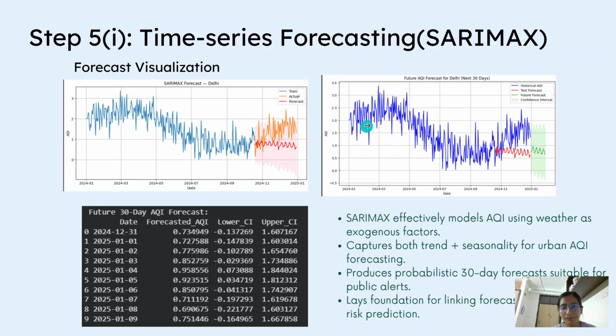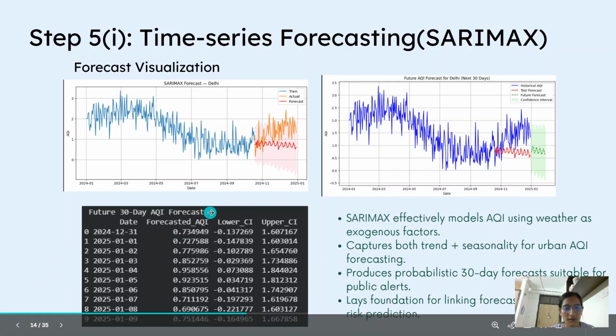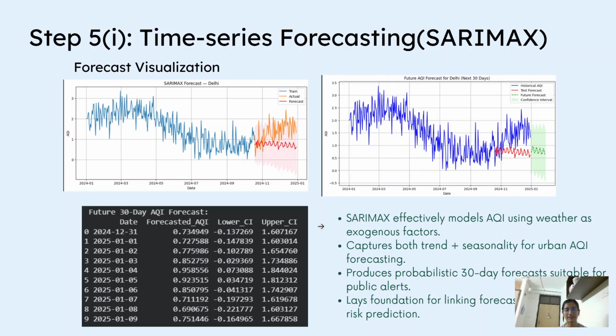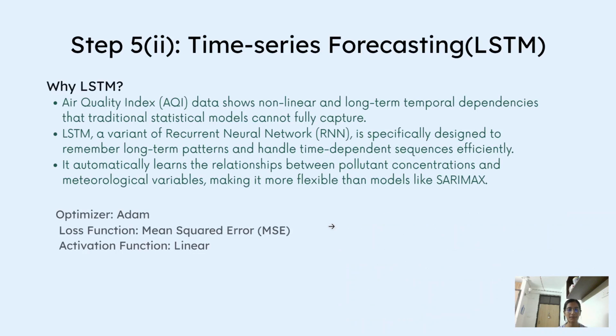Now we can see the future AQI prediction for the next 30 days. It is also the same. In this, the red one is the test part, blue is the historical AQI data, the green dots represent the future forecast, and the light green color shows the confidence interval. So this is the future 30 days AQI forecast which our model made.